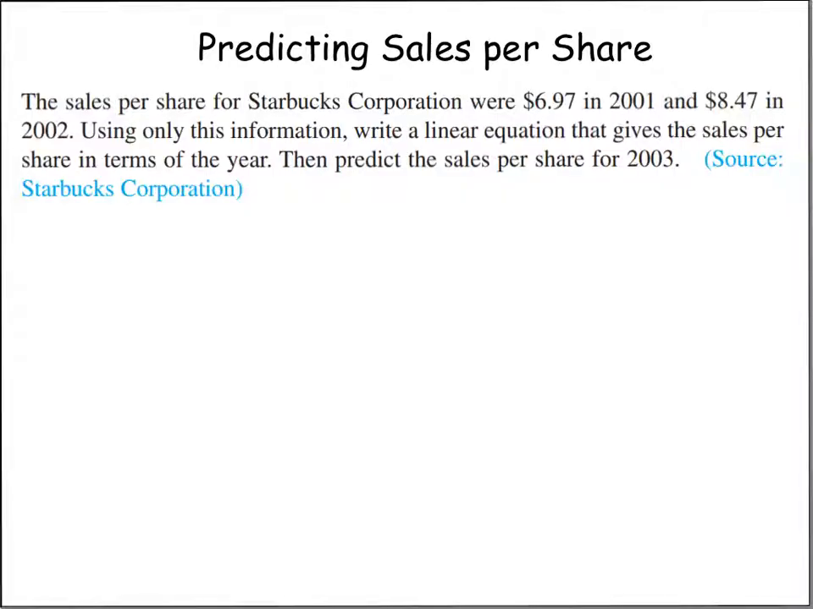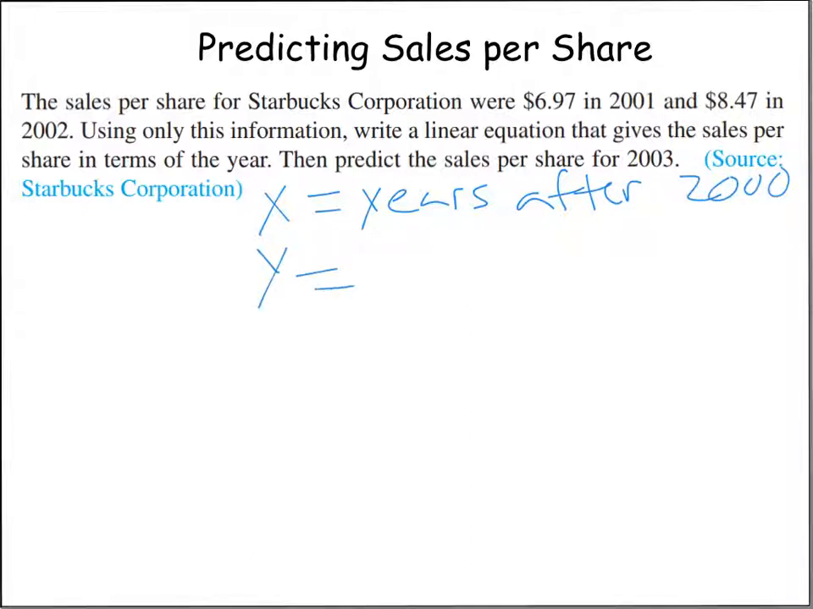Here's another one that's looking at the change in Starbucks shares from a few years ago. I had looked it up recently. I think Starbucks shares are more like $70 now, so they've gone up quite a bit since 2002 and 2001. But again, the very first thing I want to do is define my variables. X is years after 2000, and y is in dollars, and that's the price per share.